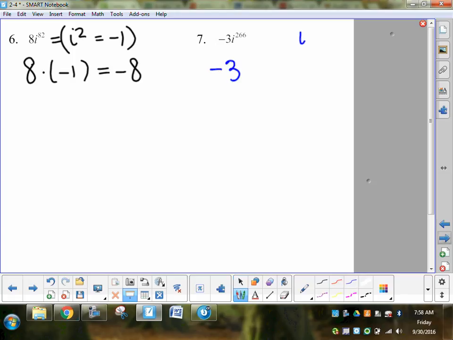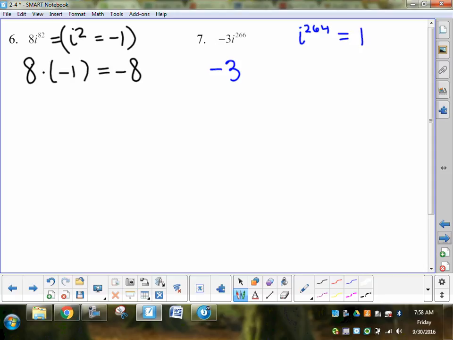So you did 260? 264, okay. What's i to the 264th going to give you? So what's i to the 266 going to give you? Yeah. So this would be negative 3 times negative 1, which would be a positive 3.